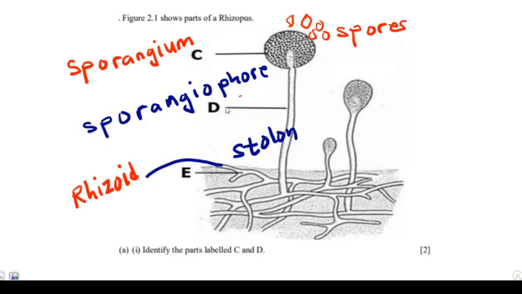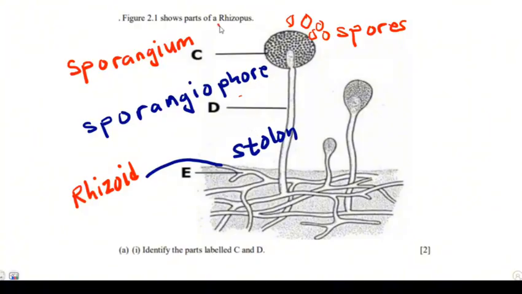Then we have the sporangiophore right here. This part, we have said, just supports the sporangium. Then the sporangium, what does it do? It produces and releases the spores. Then what are the functions of the spores? The spores germinate to produce new rhizopus colonies. So these are the most important parts. You have to be able to identify these parts and to state their functions.